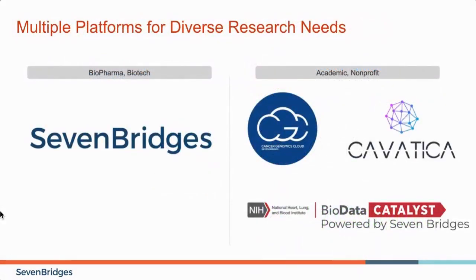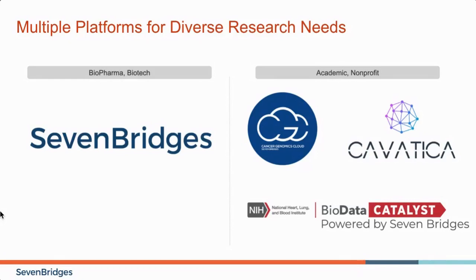We have several platforms that address different research needs. The Seven Bridges platform is designed for the needs of biotechs and biopharma companies. So this is primarily designed to answer questions related to drug discovery and clinical trials. We also have a series of platforms that are government funded and designed for academic or nonprofit use. And these have been designed to meet the needs of different research communities.